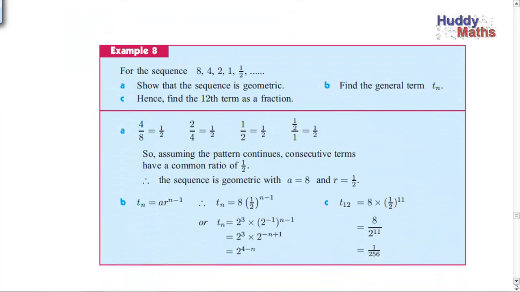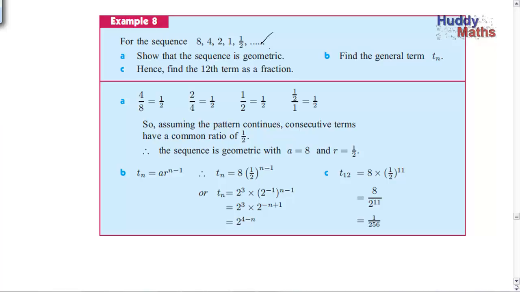Here's an example now. For the sequence here, show that the sequence is geometric. We'll do our ratios. 4 over 8 is a half. 2 over 4 is a half. A half over 1 is a half. So if the pattern continues, consecutive terms have a common ratio of half, there's our geometric sequence. First term 8, or T1 equals 8, and r is a half. So now find the general term. So the general term is this one. So we'll put 8 in front there, and r to the n take 1.